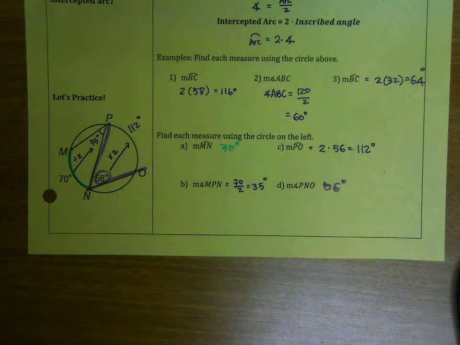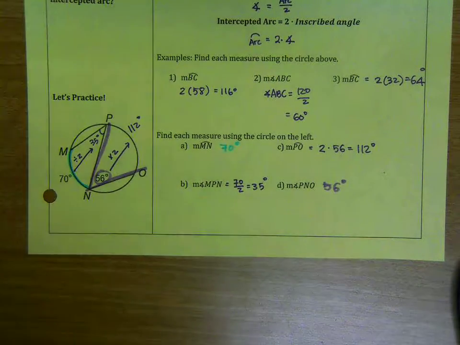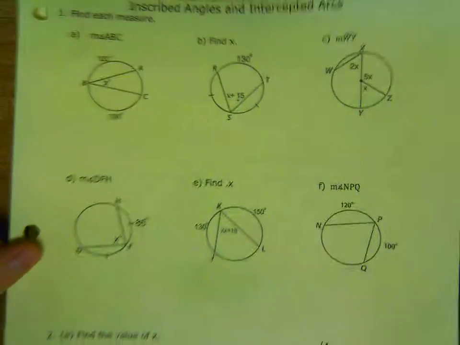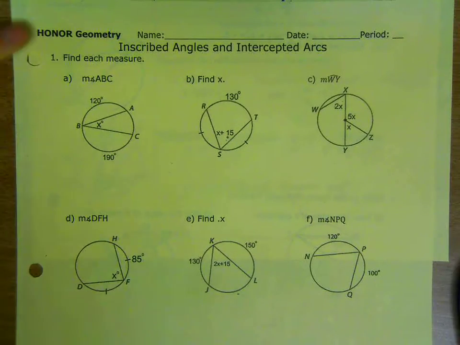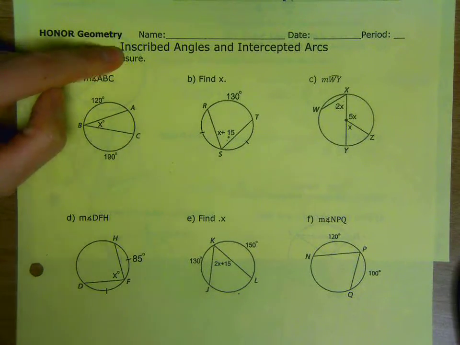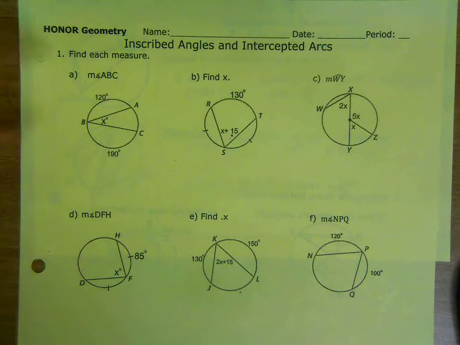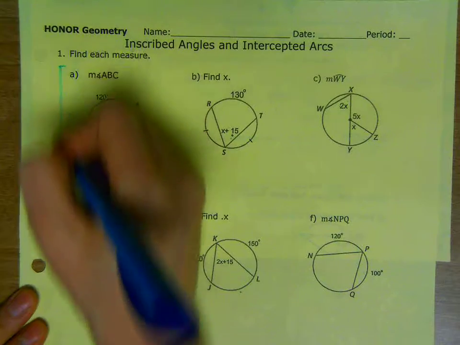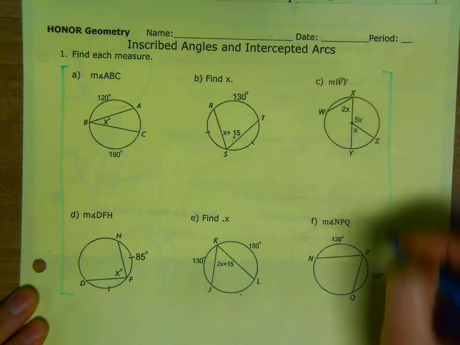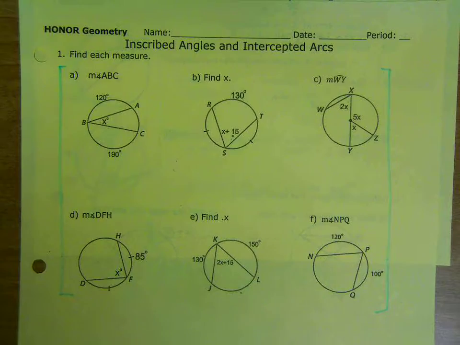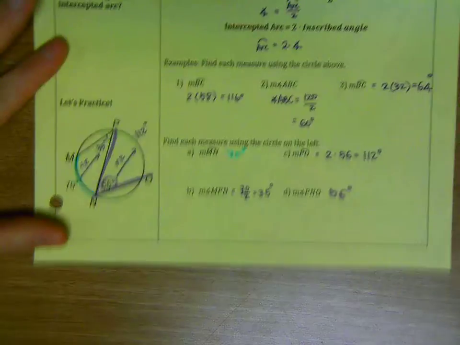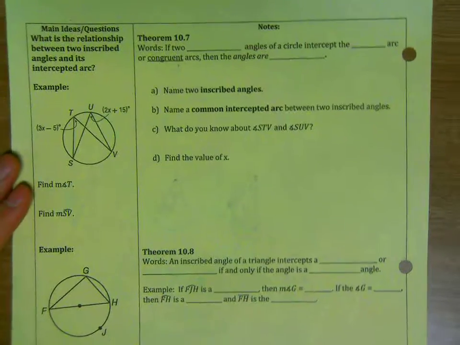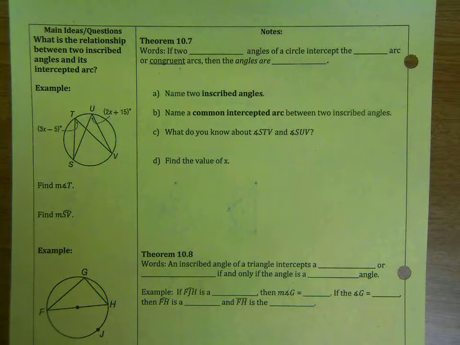All righty, I'm going to pause for a second and let's take a look at the practice. It's the same yellow paper, and it says Honors Geometry, inscribed angle and intercepted arc. Let's do problem 1 first. Let's practice A through F. We're going to do this part first for 15 minutes, and after 15 minutes we're going to continue to do corner notes. I'm just going to wait after 15 minutes so you can copy down the notes.